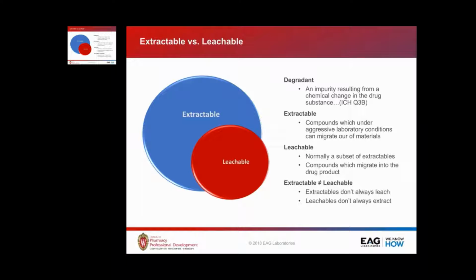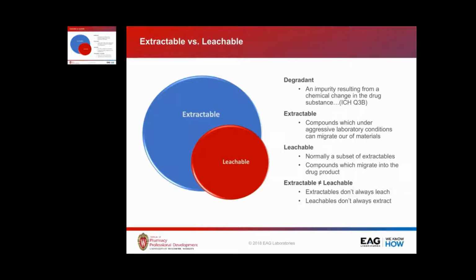When we're talking about extractables and leachables, they're really not related to your drug substance whatsoever. An extractable is a compound which, under aggressive laboratory conditions, you can pull out of various different materials. We'll talk about those materials shortly, but they're not your drug substance materials. They're more in terms of what the drug substance or drug product comes in contact with. A leachable is typically a subset of the extractables that, under normal storage conditions, actually does migrate from the contact surfaces into your final drug substance or drug product, which can then end up getting dosed to the patient.